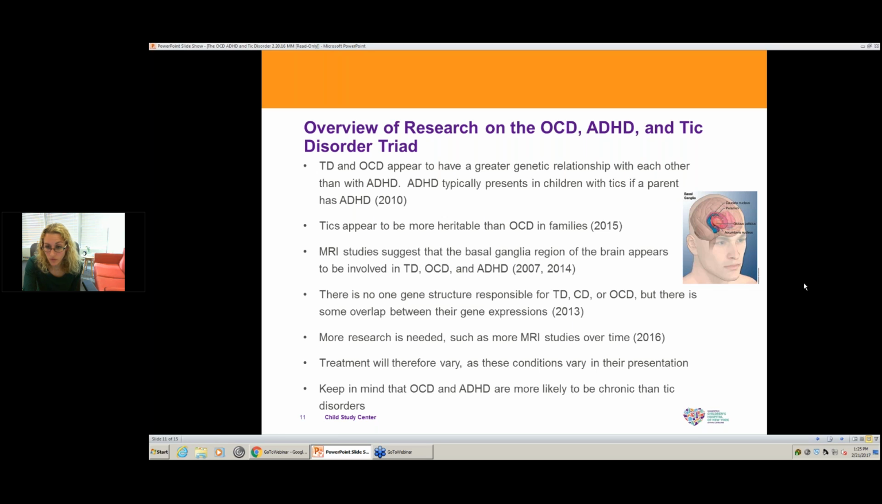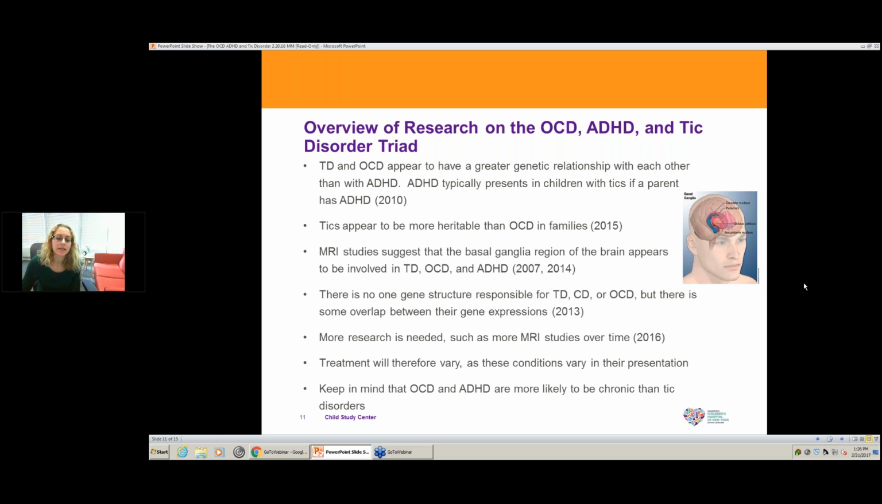What we've seen so far is that there seems to be some connection with the basal ganglia region of the brain, which is responsible for a lot of motor control and connects to other regions of the brain that are also connected with that as well. But we definitely need more MRI studies that are looking at the brain at 8, at 12, at 13, at 15, at different ages to see how the brain changes over time with these conditions.